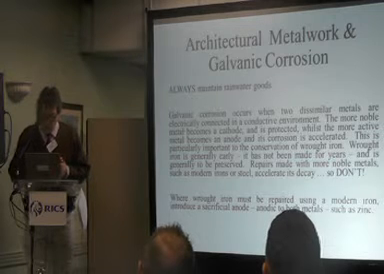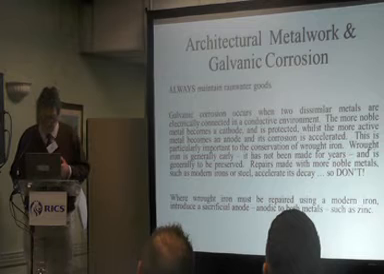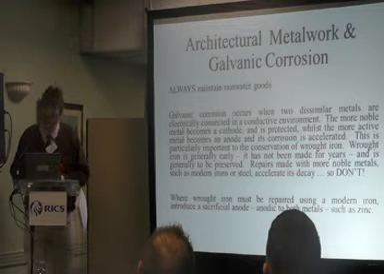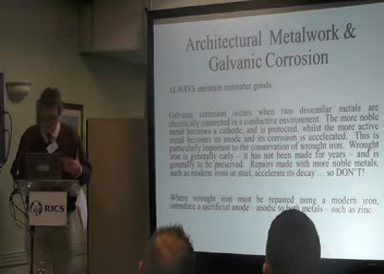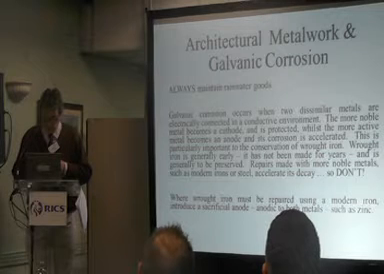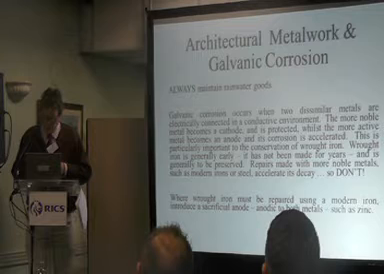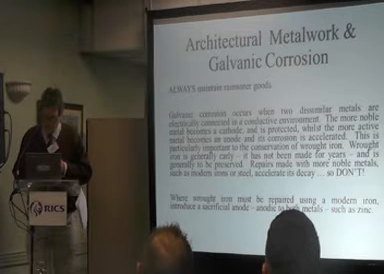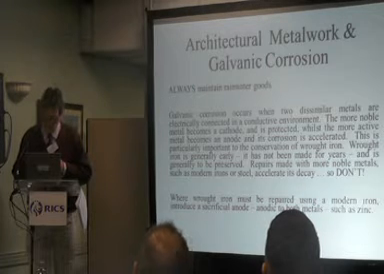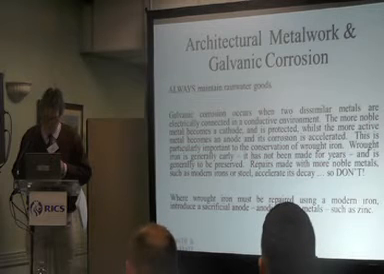Where wrought iron must be repaired using a modern iron, there is actually one way out of it, which is to introduce a sacrificial anode, which is anodic to both metals, and conveniently zinc is anodic to most things. It's quite low down the table, and you can in fact use a galvanized piece of steel where you absolutely must support a bit of wrought iron.